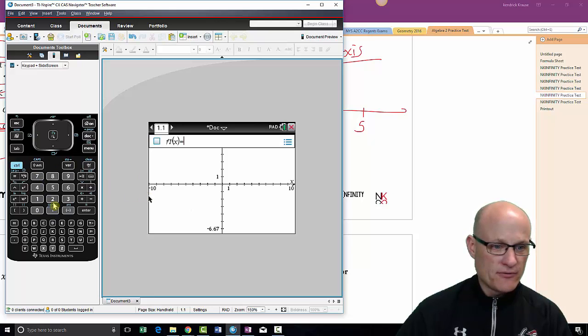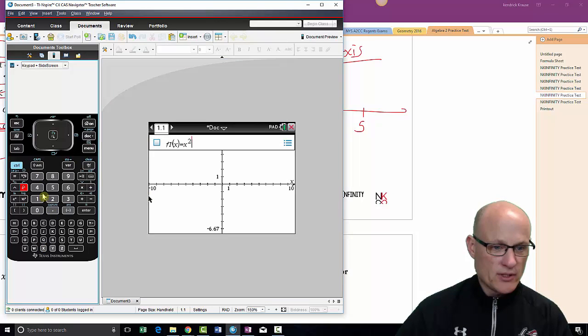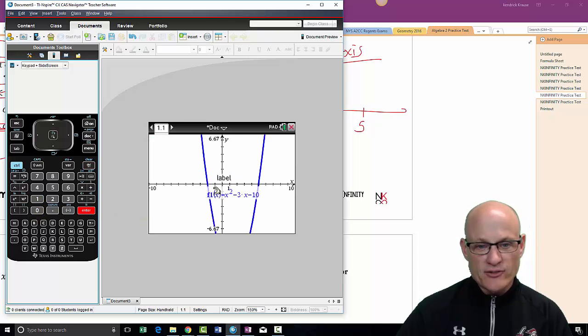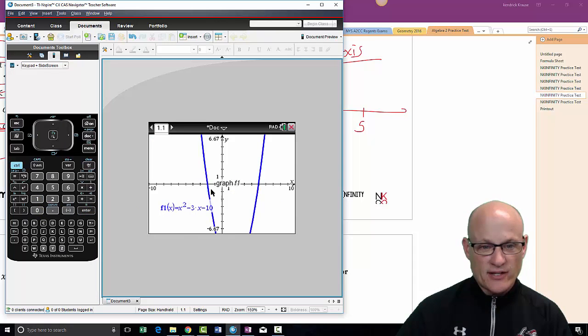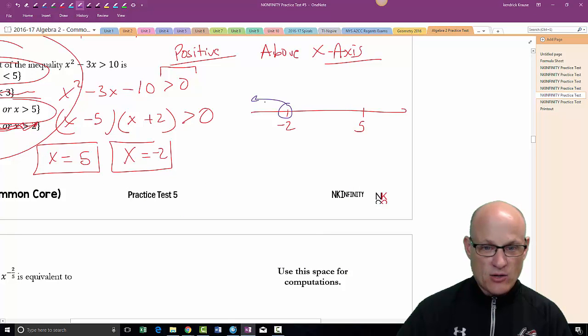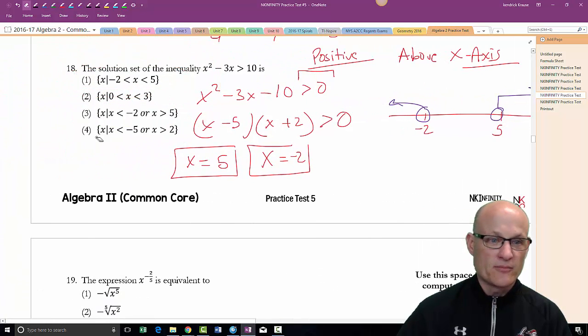And let's graph x squared minus 3x minus 10. Enter. All right, so I want where it's above the x-axis. So that means from -2 out, and from 5 out. I don't want to connect the dots. So in this case, the correct answer is choice 3.